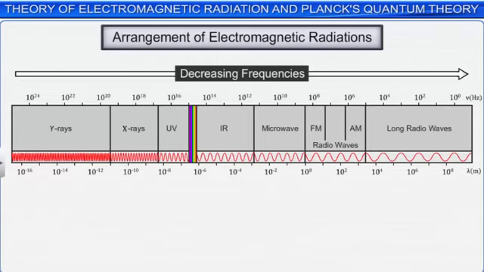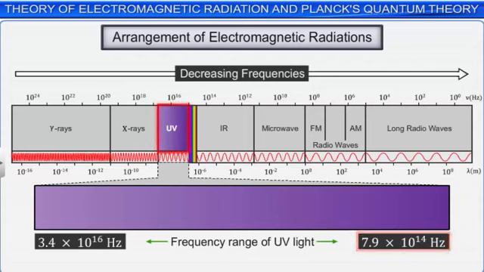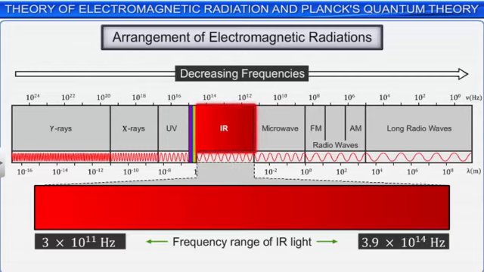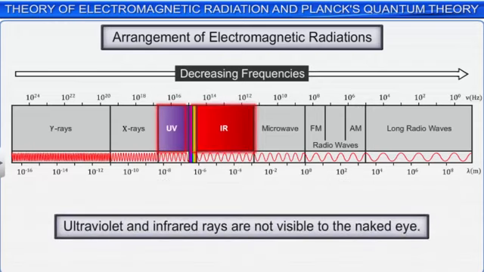The region above the violet color is called the ultraviolet region and has a frequency equal to 7.9 into 10 to the power 14 to 3.4 into 10 to the power 16 Hz. The region below the red color is called the infrared region, and the frequency of the waves of this region is 3 into 10 to the power 11 to 3.9 into 10 to the power 14. Ultraviolet and infrared rays are not visible to the naked eye.